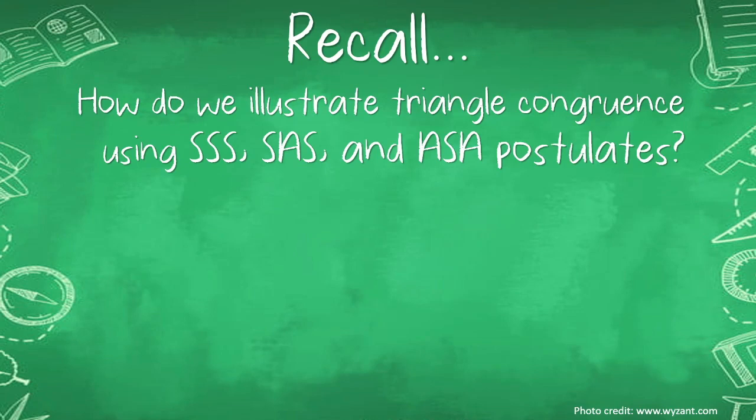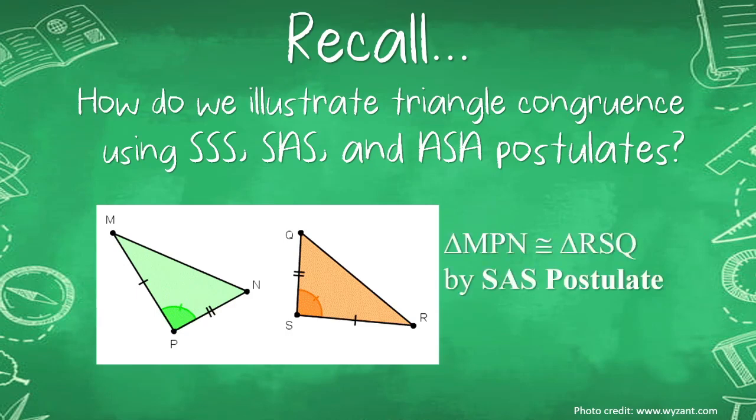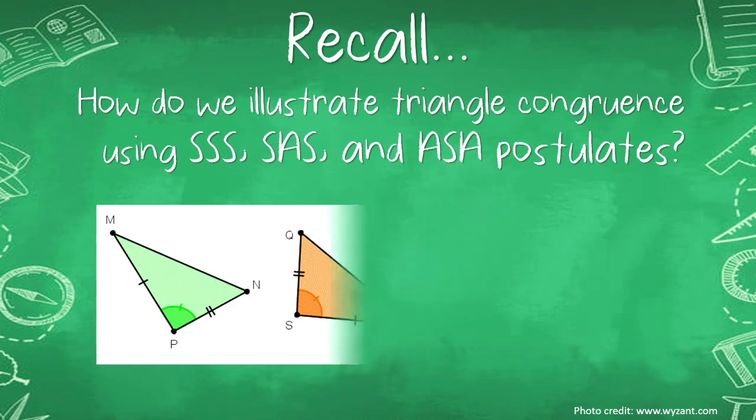First, you may notice the markings on side MP corresponds to side RS, angle P corresponds to angle S, and side NP corresponds to side QS. Therefore, triangle MPN is congruent to triangle RSQ by SAS postulate or side angle side postulate.